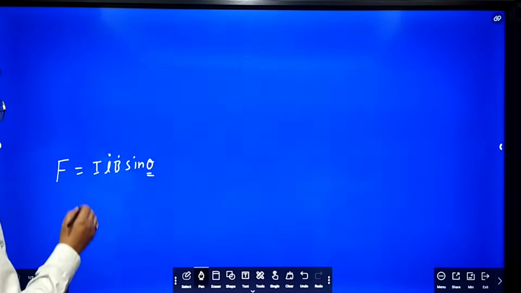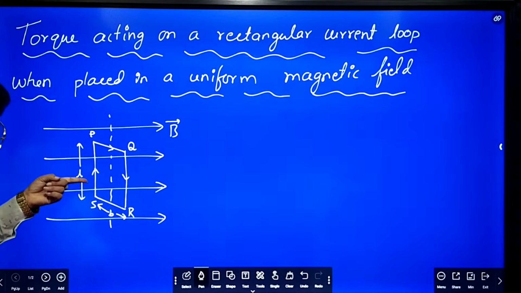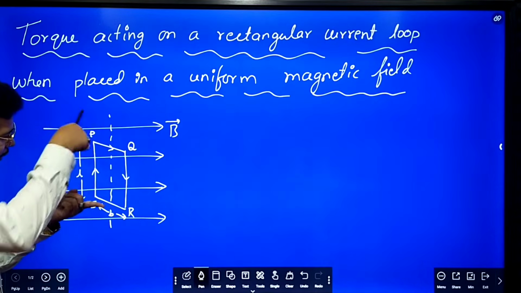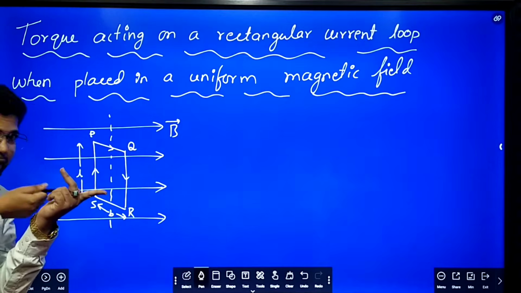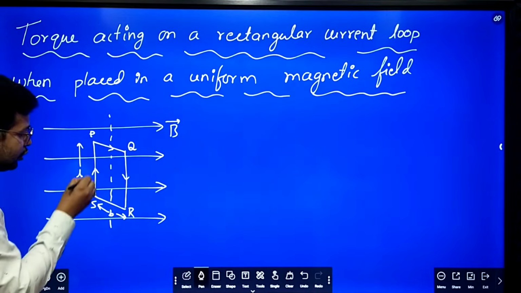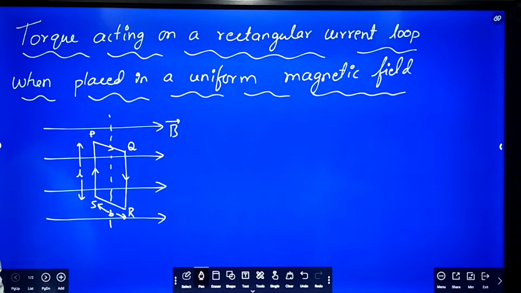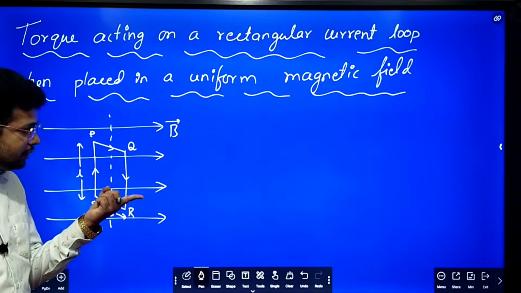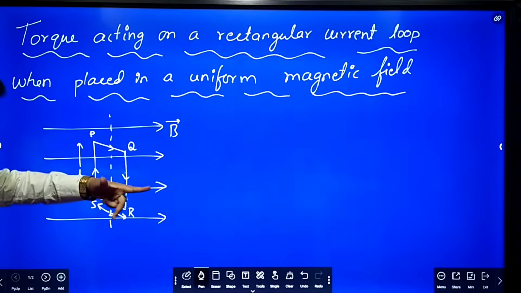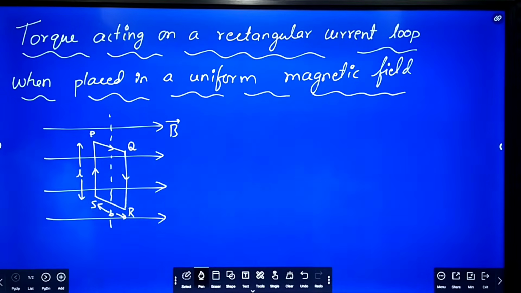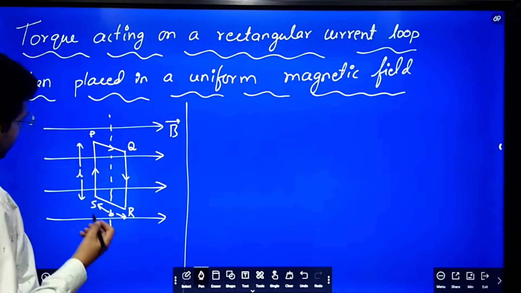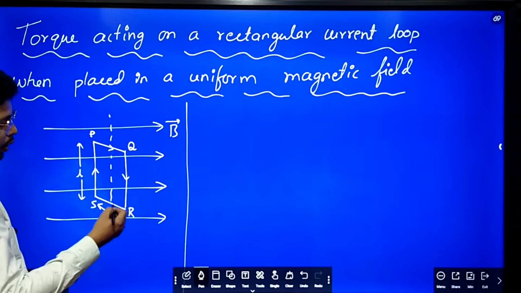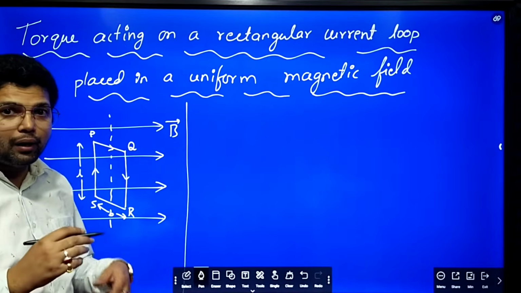Now here, see, magnetic field is in this direction. Correct? In this wire, current is going up. Then what is the direction of force? Direction of force on this PS is inwards. What about QR? Magnetic field is in this direction. Current is going downwards. So the force is outwards. Therefore, the magnetic forces acting on PS and QR are in opposite direction.